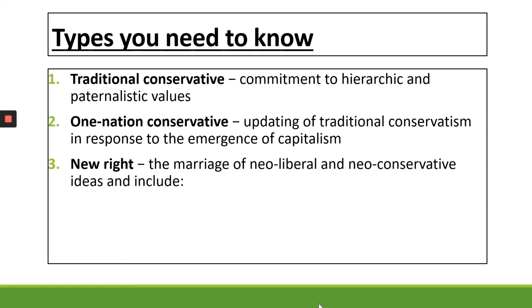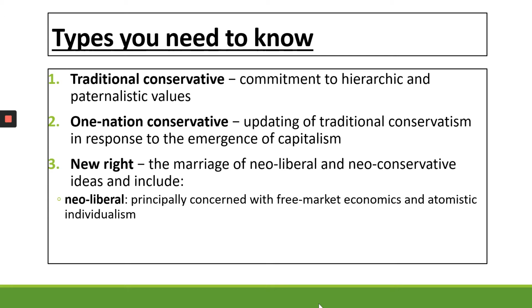And the most contrasting strand is the New Right strand. This is the marriage of neoliberal and neoconservative ideas. So neoliberal ideas are principally concerned with free market economics, laissez-faire capitalism, and atomistic individualism. So that promotion of the individual above others. Kind of linked to what we did with liberalism when we looked at egotistical individualism and how that would eventually lead to everybody benefiting anyway.